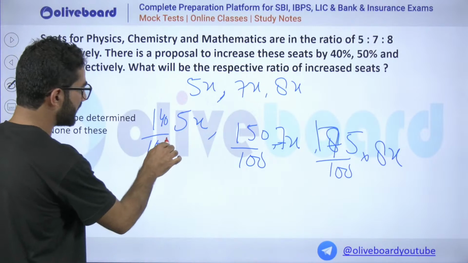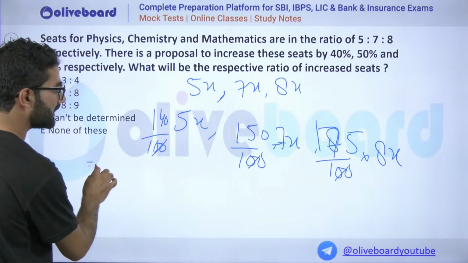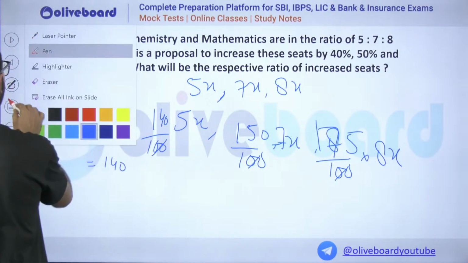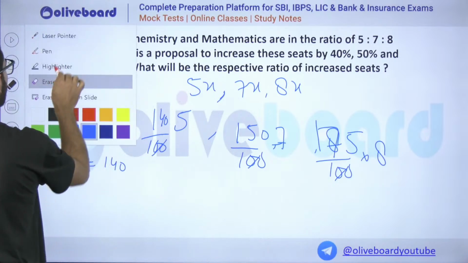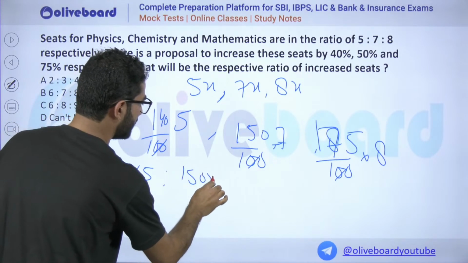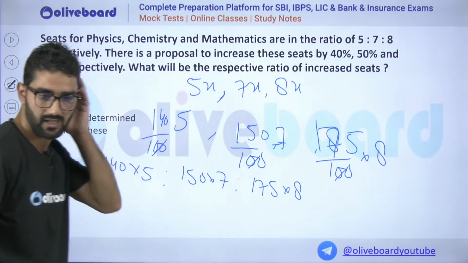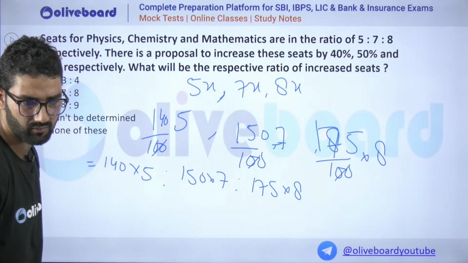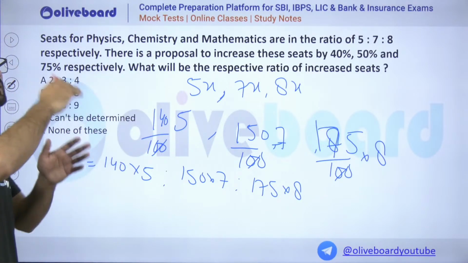You can cut it down by 100, 100, 100. What you will get is 140, or you can just take this excess out to make it quite simple. 5 into 140 over 100, 7 into 150 over 100, and 8 into 170 over 100. Clear? 40% increment will be 140 upon 100. Or simply we can write it as 7, 10, 5 after increment.